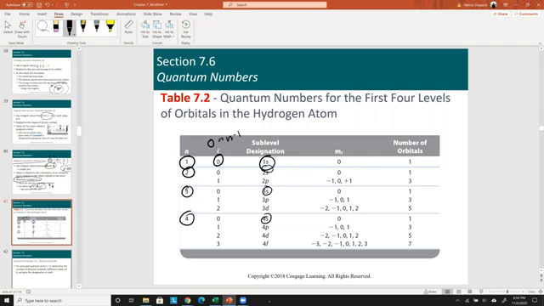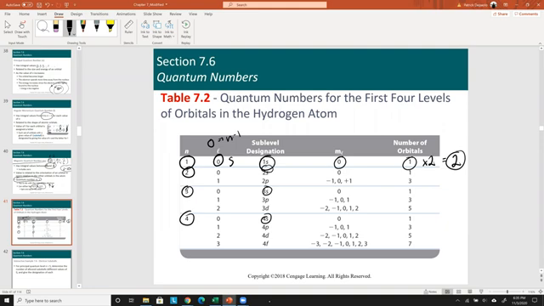Then let's look at N equals 1 again. The only possible value is L equals 0, which corresponds to our S. And so you have 1s. The only possible ML value is 0, meaning it has 1 orbital, 1 subshell, and each subshell holds 2 electrons. So you multiply it by 2, 1 spinning up, 1 spinning down. That means that this S orbital has a maximum capacity of 2 electrons.